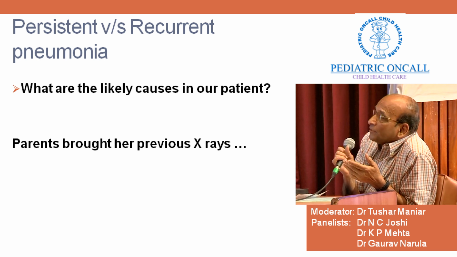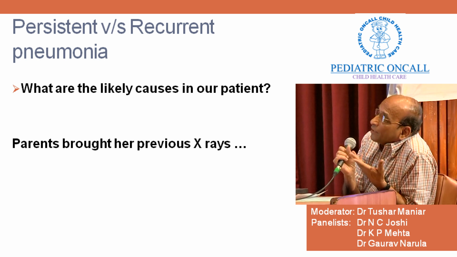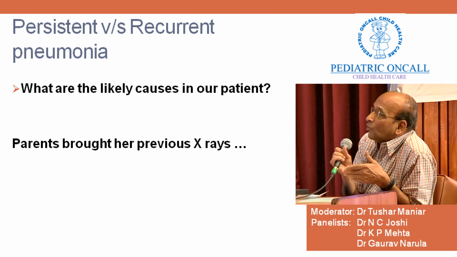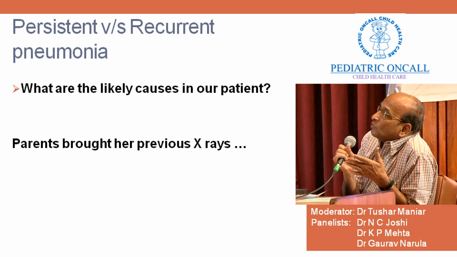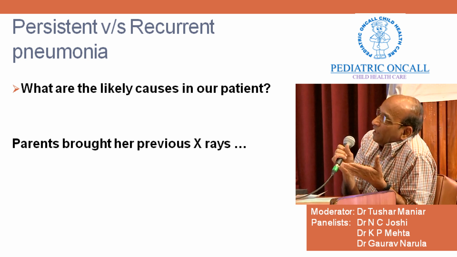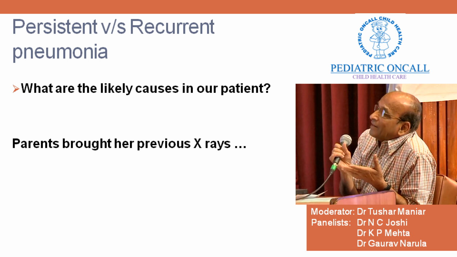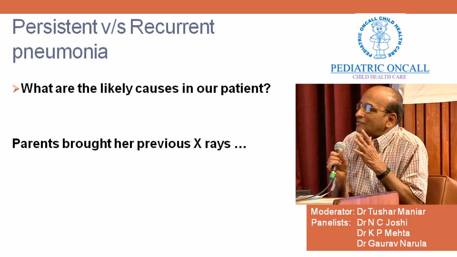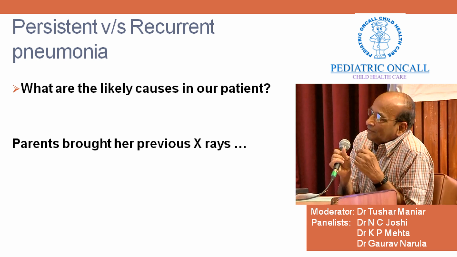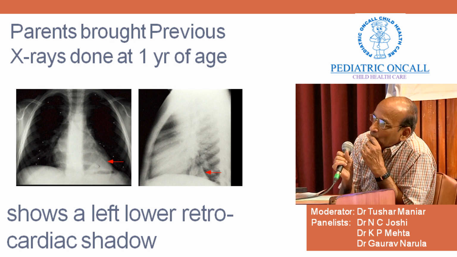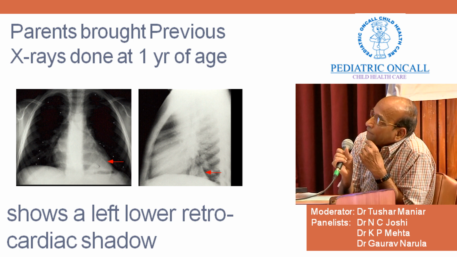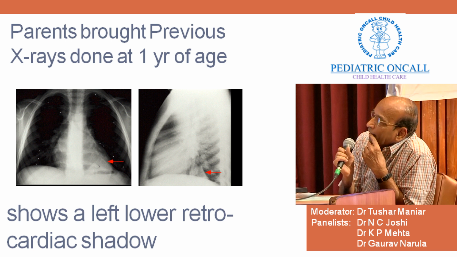So in this patient, the 3 occasions he was admitted, I don't know the duration, at what interval he was admitted. So mostly it is either persistent or recurrent pneumonia. I can't say recurrent or persistent course unless I see the trend. So that's why we insisted, and by the time the parents got the patient's previous X-rays, which were done at the age of 1 year, was showing this picture.